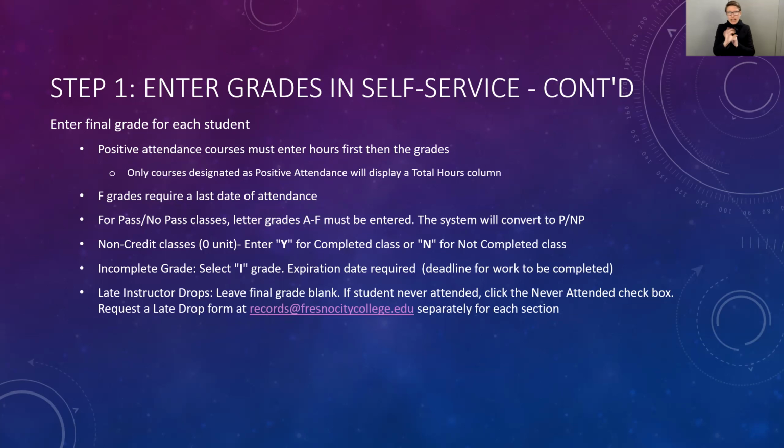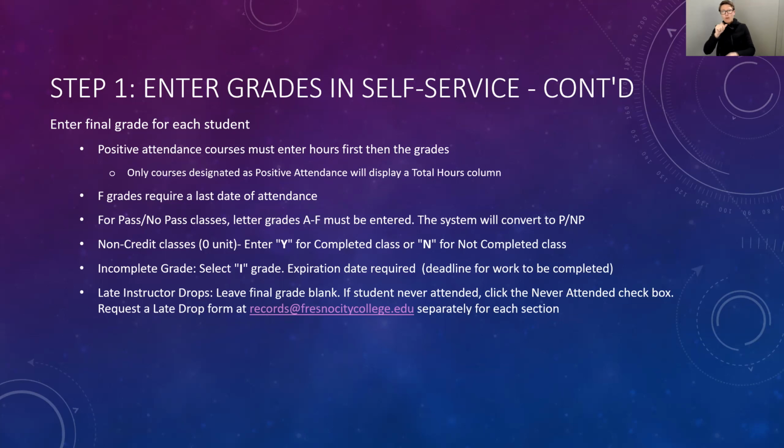Non-credit classes, meaning they have no units. Those you would enter a Y for completed the class or an N if they did not complete the class. Sometimes we've gotten some confusion with that too. So if your class is a 0-unit class and a non-credit class, you will enter a Y or an N for completed and not completed.